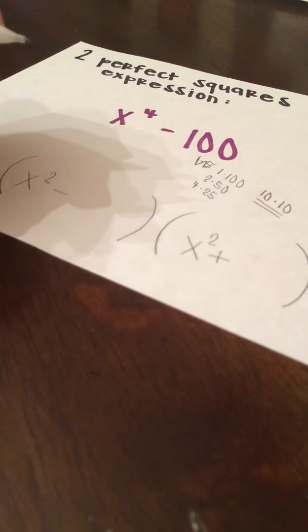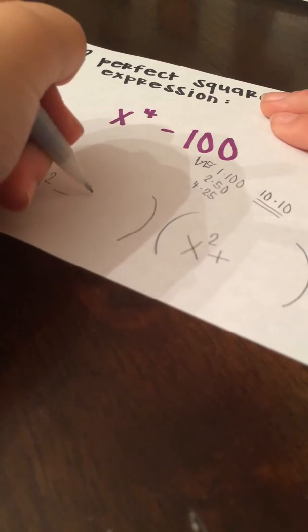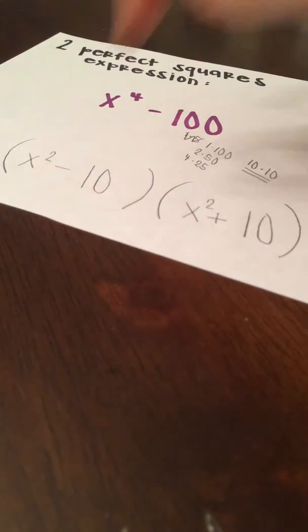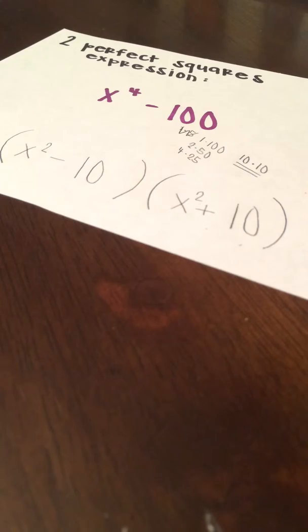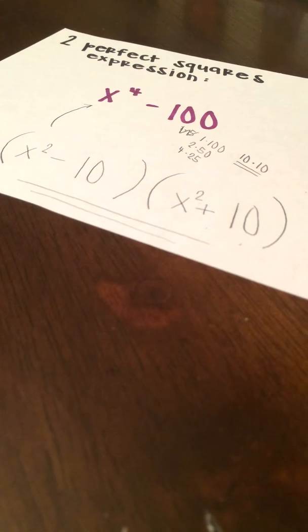1 times 100, 2 times 50, 4 times 25, and 10 times 10. So 10 times 10 would obviously be the right one because 10 and 10 are the same. So it would be 10, and that would be my answer. x squared minus 10 times x squared plus 10 to get x to the 4th power minus 100.